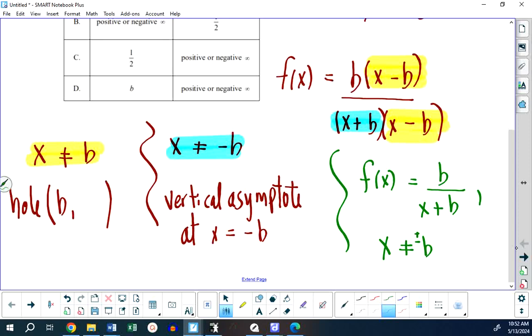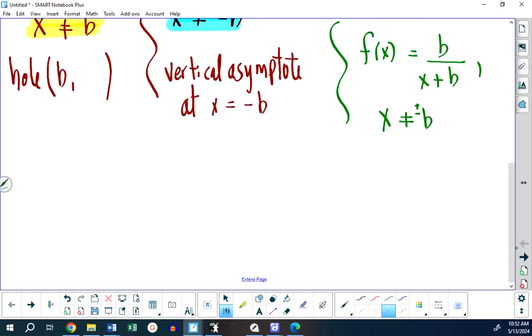Okay. To find the y-coordinate of the hole, what we do is we put the x-coordinate of the hole into whatever is left after we reduce the function down. So the y-coordinate of the hole will be, well, I want to be very careful here.